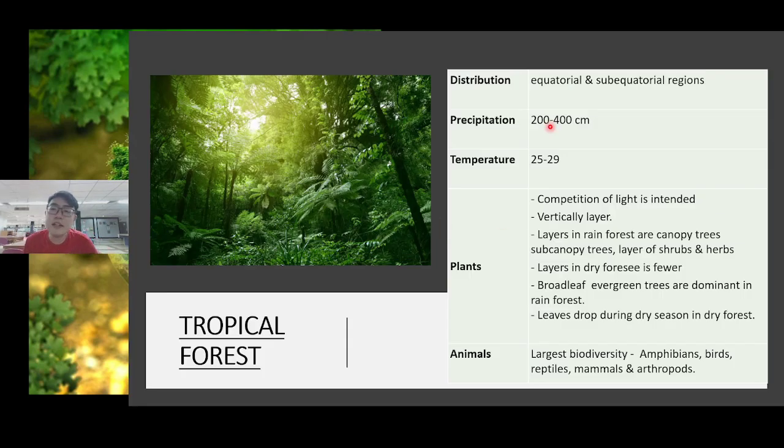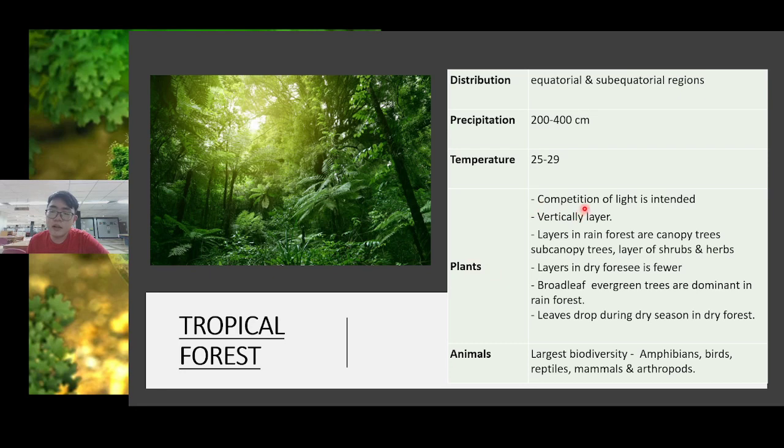The precipitation is about 200 to 400 cm per year. Precipitation means the rate of raining, hujan. Rainfall in tropical forest is normally 200 cm to 400 cm per year, which is very high. If you live in Malaysia, it normally rains, right? Especially at the year end, like now, November, December, or January, the rain is very high. So the precipitation of tropical forest is very high compared to other types of biome. The temperature is about 25 to 29 degrees Celsius, which is the optimum temperature for humans and many living organisms.